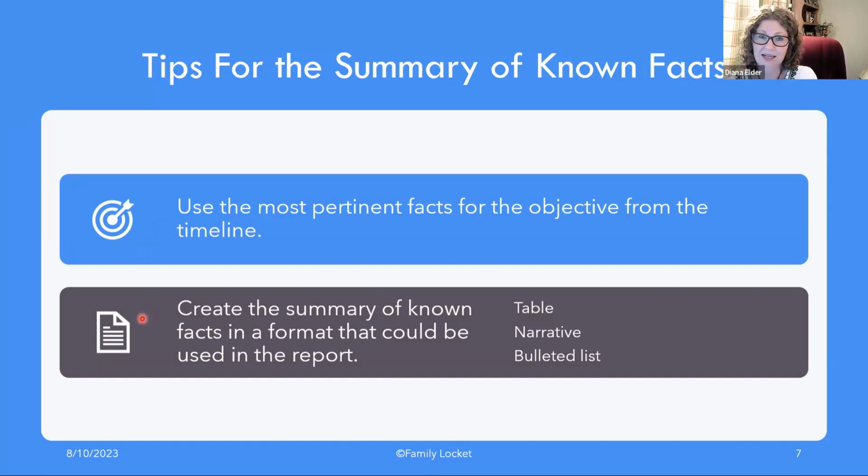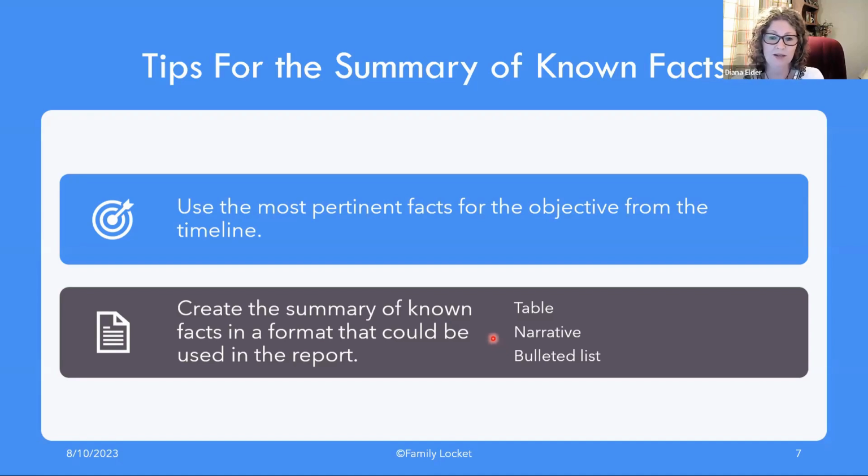Now, one of the things that I like to do for my own work as well as for client projects is to create this in a nicely formatted way, so that often I can copy and paste it straight into the report. So I do like to take my time on the summary of known facts and put in the citations. Citations should already be done because they're on the timeline. But there are different ways, and we show you in the lesson different ways of doing it: maybe a table, a narrative, a bulleted list. You can think about what you would like to use for your report and perhaps put it in that format right from the beginning.